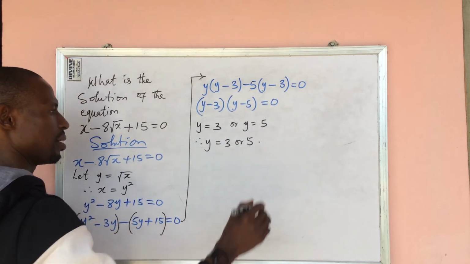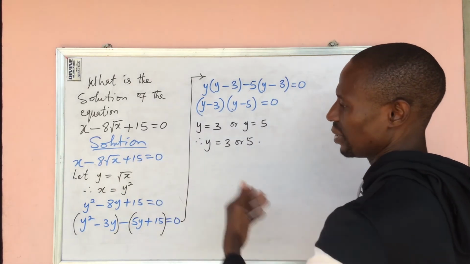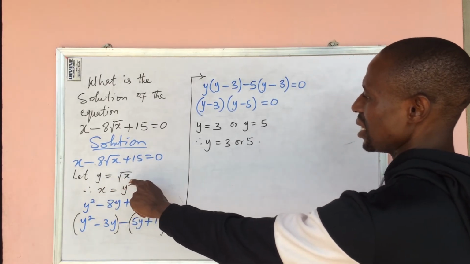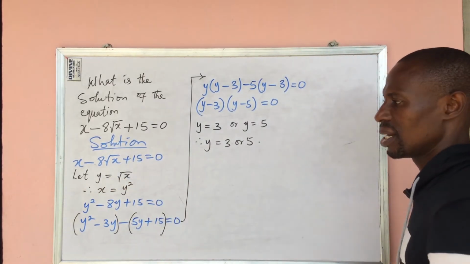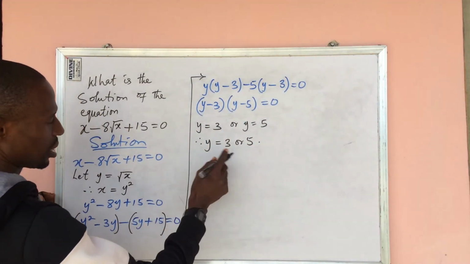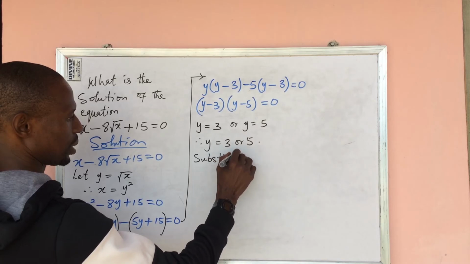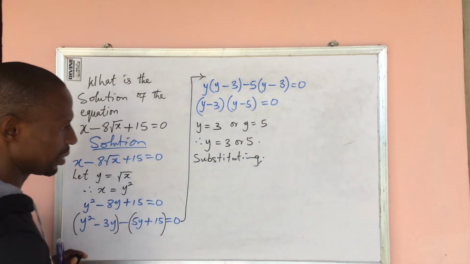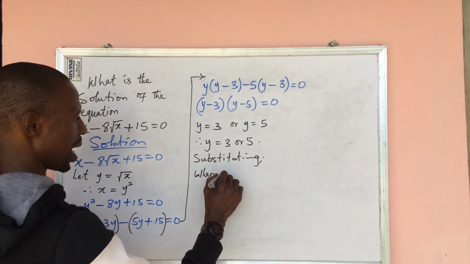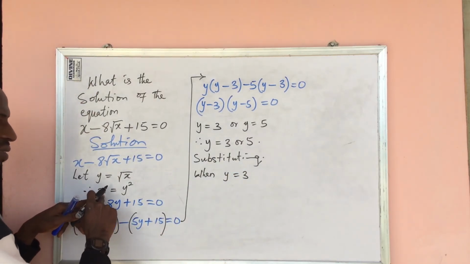But let's go back to our equation. In the initial equation, we don't have y. We only have x. So we go back to where we said let y equal to root x. So we now come here and say substituting. When y is equal to 3, we now look for the value of x from here.